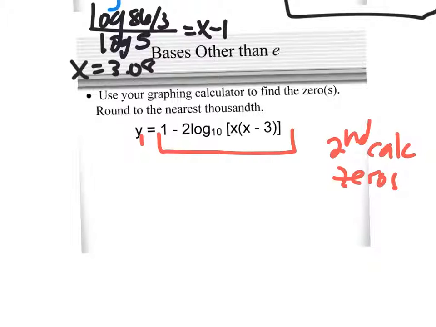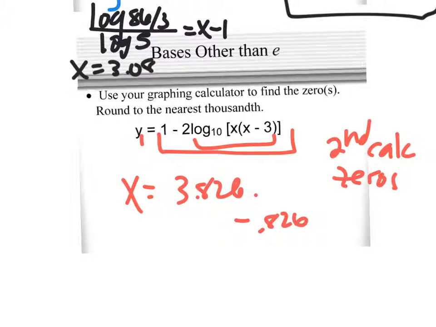The other thing you can do is separate this a little bit, so you could separate the logs. You don't have to, but you end up with 3.826 and negative 0.826. So you end up with 2 different solutions.